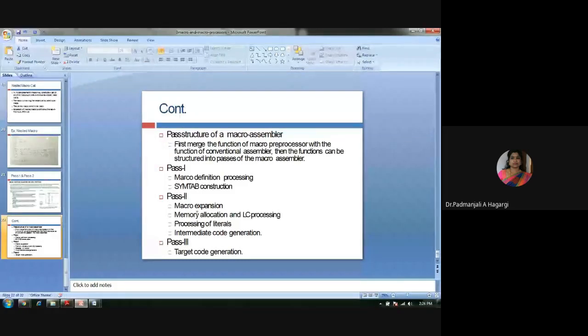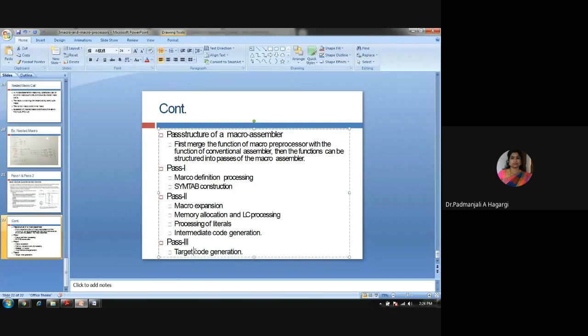And you know very well, just to recall, in an assembler, pass 1 gives you the intermediate representation and pass 2 gives you the object code. Here also intermediate code is generated, but it stops only if there is a simple macro. If there is a macro within a macro, it processes further to refine that code, and generates the intermediate code or the target code. Object code will be generated.